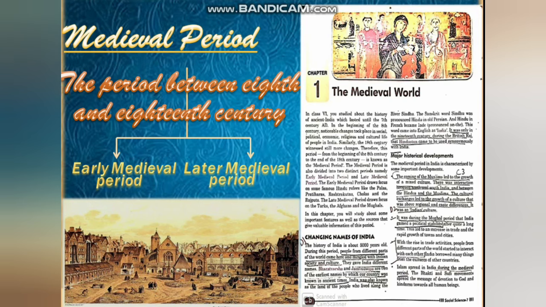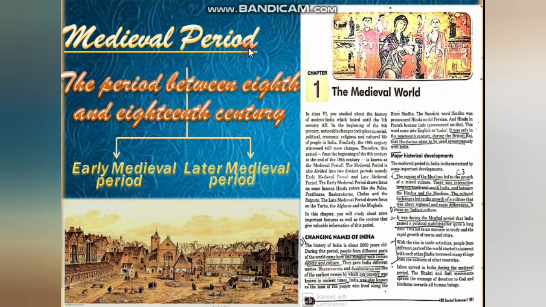By the beginning of the 8th century, noticeable changes occurred in almost all fields such as social, political, economic, religious and cultural life of the people. Similarly, the 18th century witnessed some more changes. So, the period from the beginning of the 8th century to the end of the 18th century is known as the medieval period.